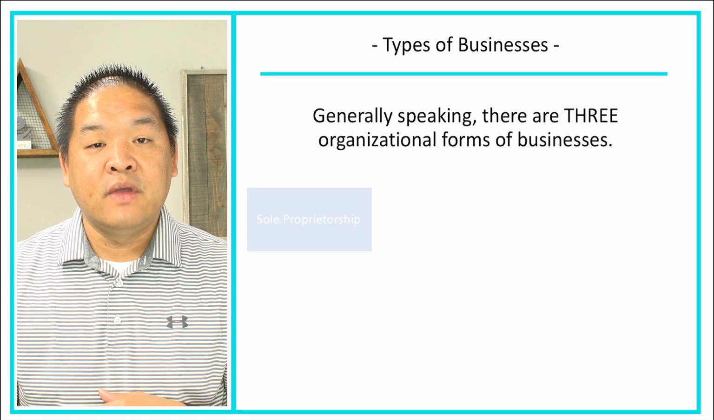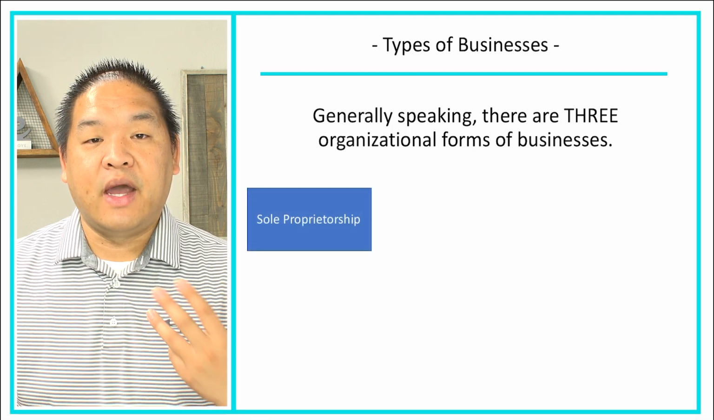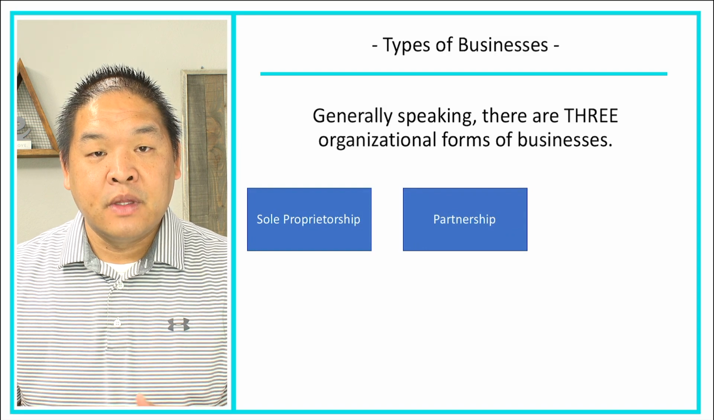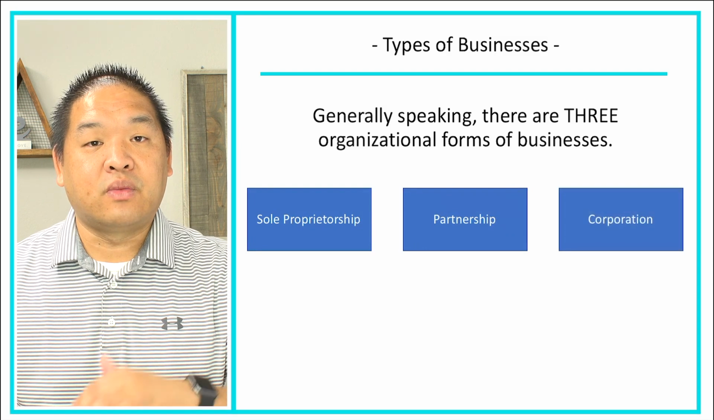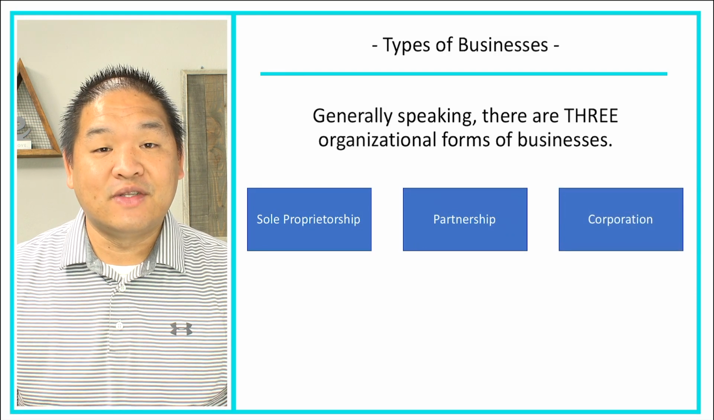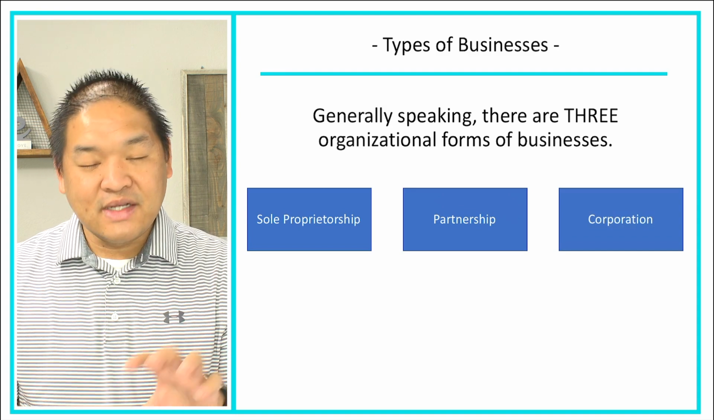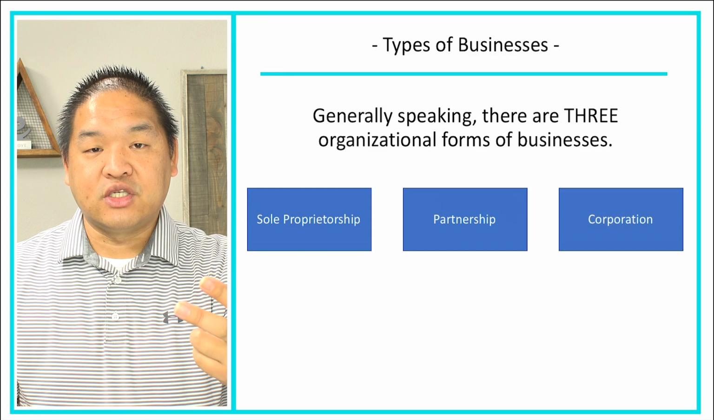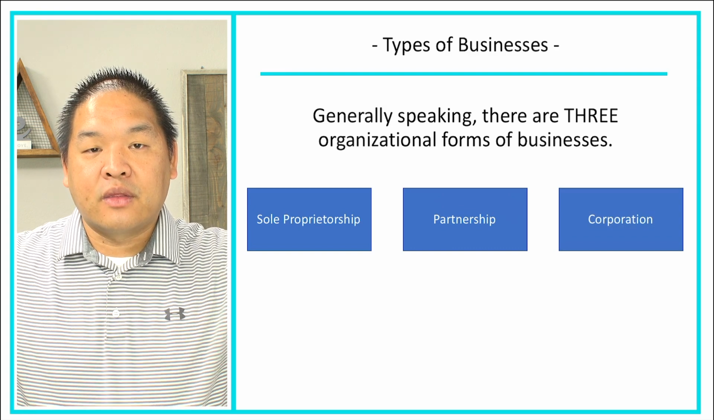The first one we have is sole proprietorship. You might have heard that around. Then we also have partnerships. And then finally, we have corporation. We're going to take some time to explain each one of those in a few minutes. But the three organizational types we have are sole proprietorship, partnership, and corporation. Those are the big three here.